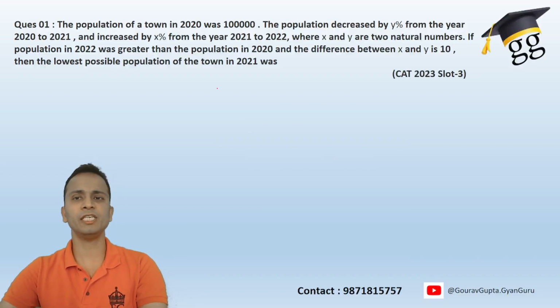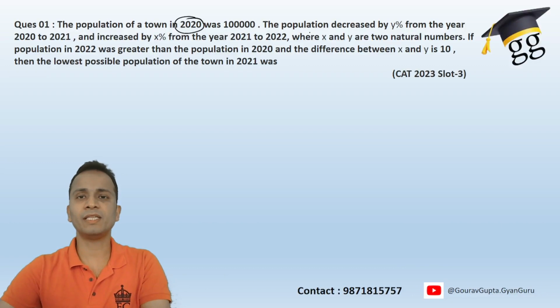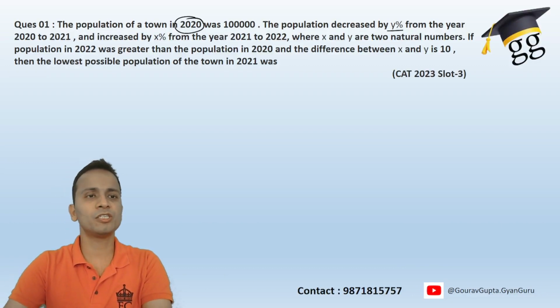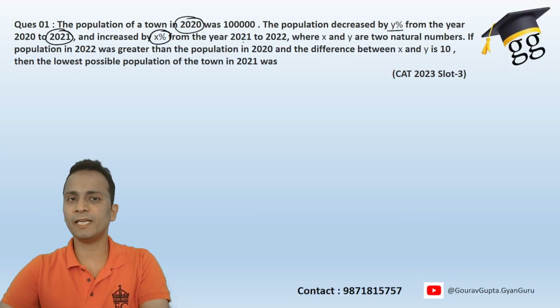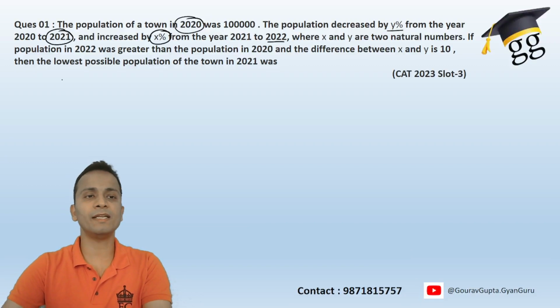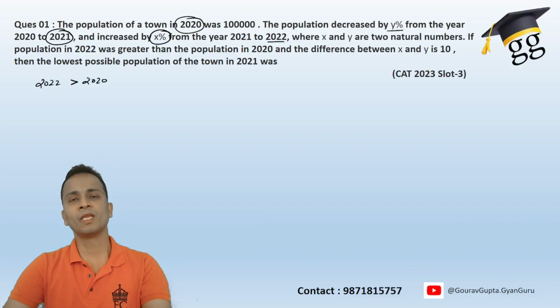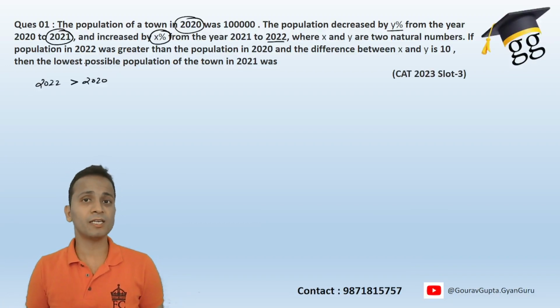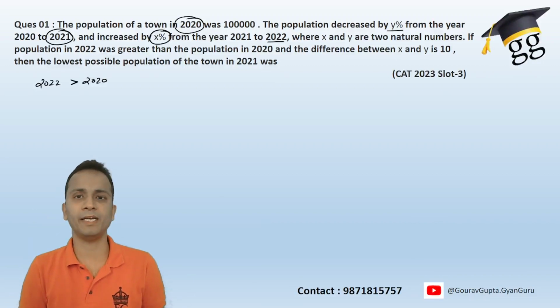Question number one on your screen, CAT 2023 slot number 3. You all must have read this question. You are given the population of 2020, then there is a decrease of Y percentage in this year. Then there is an increase of X percentage in the next year, and we have got the population of 2022. Now, the first important thing given here is that the population of 2022 is more than the population of 2020. So that means the net percentage change is greater than 0%. This is the first very important thing that should be kept in mind.